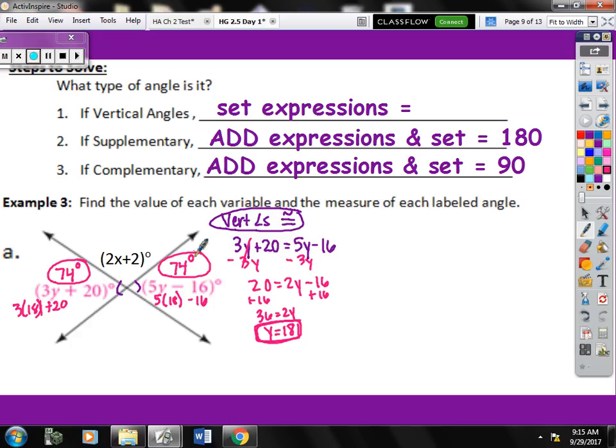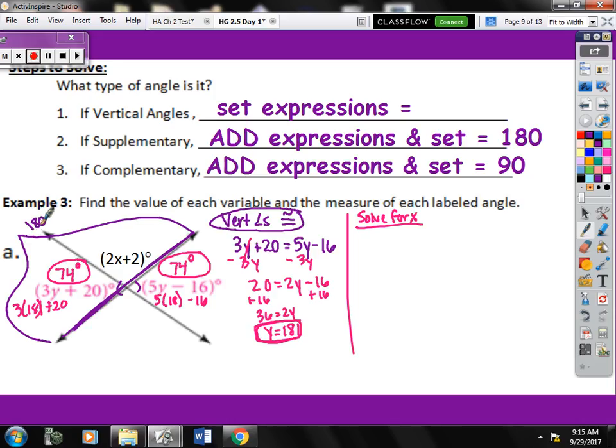Now, to solve for x, which you guys are probably going to have to squeeze this down here because there's another problem over here. You need to use the fact that we have supplementary angles. Either these two or these two. And we know supplementary angles have to add to be 180.